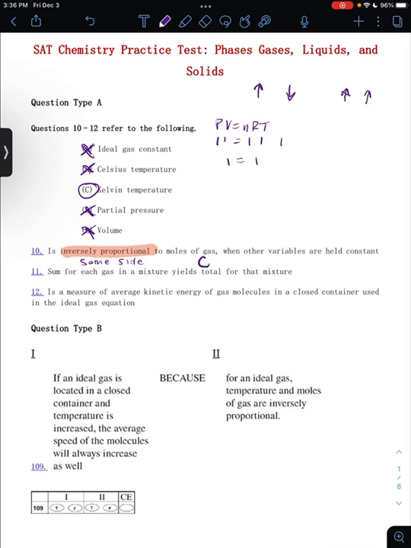Okay, sum of each gas in the mixture yields a total for that mixture. So let me erase these.